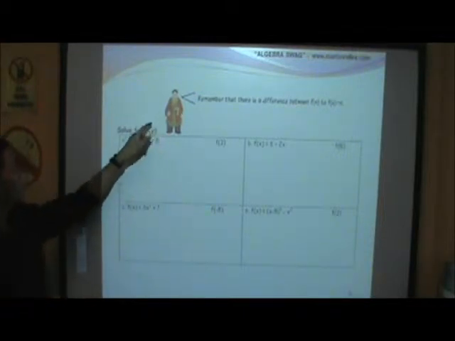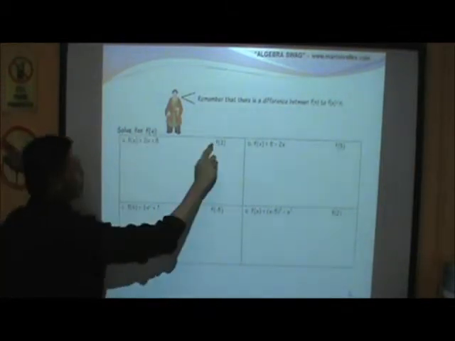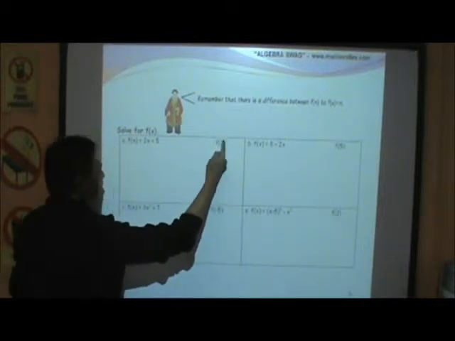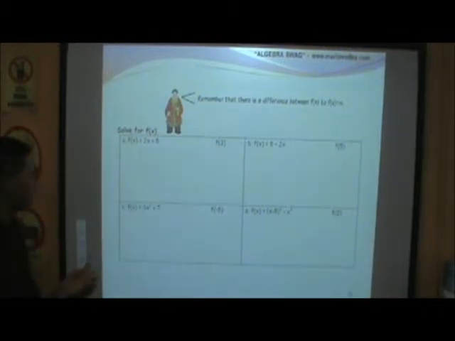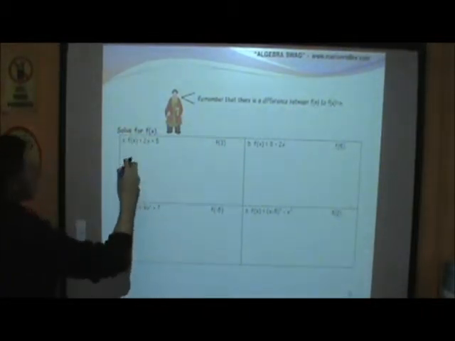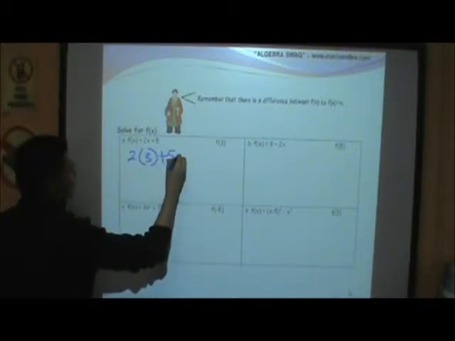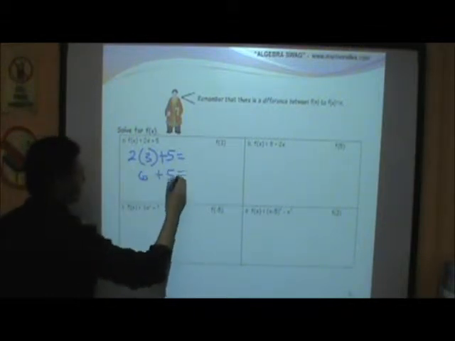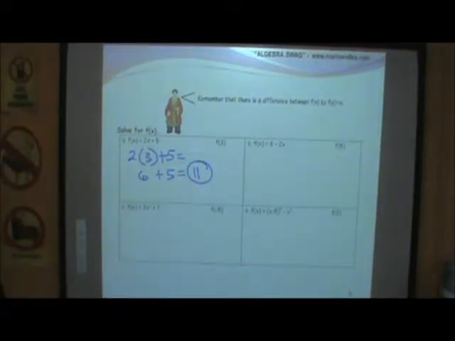Now, this time we're just going to solve for the function. According to the given function f(x), the value of x is going to be 3. Just plug it in one time because you only have one value. So that means you have 2 times 3 plus 5. 2 times 3 is 6, plus 5, and now you have 11. And 11 is the final answer.